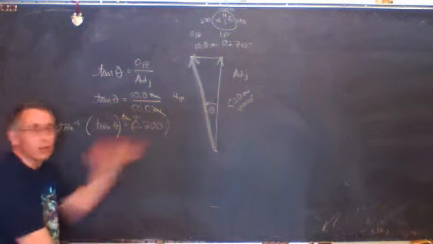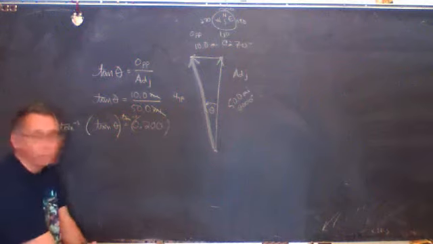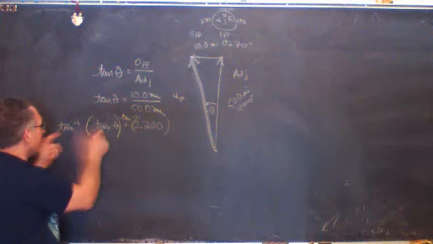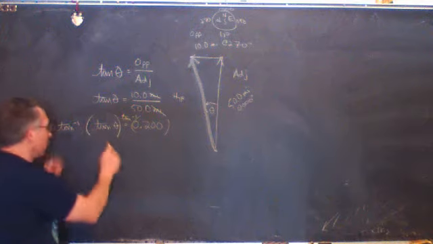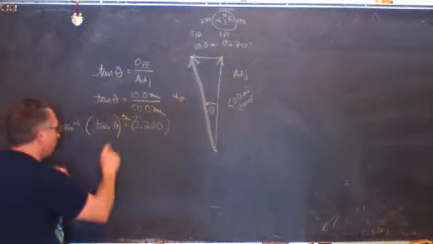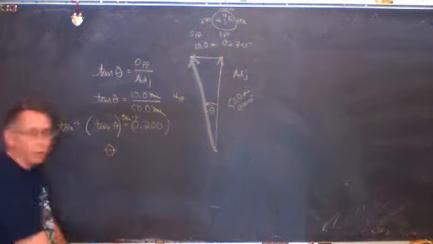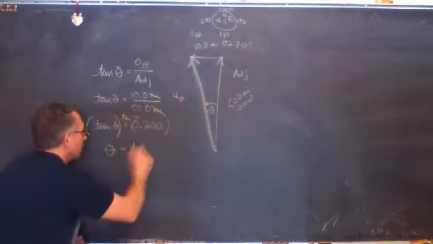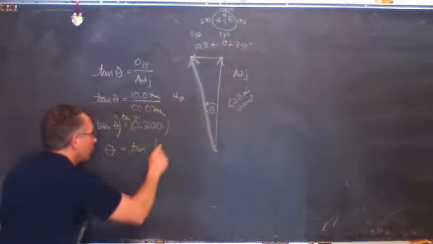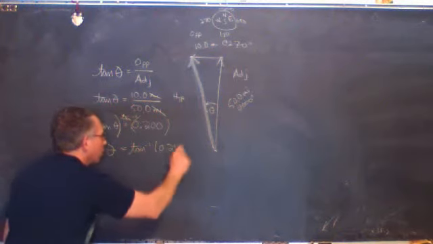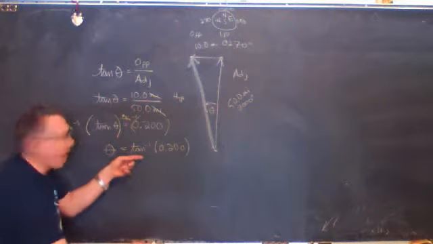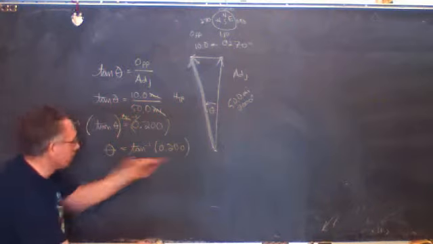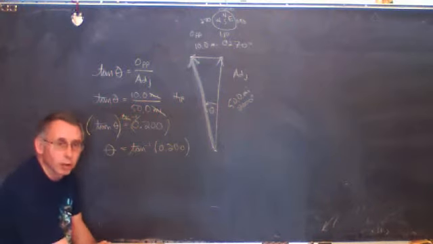It's just like taking the square root of both sides of the equation. So the inverse tangent of the tangent just gets rid of the tangent. And so the inverse tangent of the tangent of theta just gives me theta. So I have theta on this side equal to the inverse tangent, that is to say tan minus 1, of 0.200. This really is the angle whose tangent is 0.200. That's what it means.